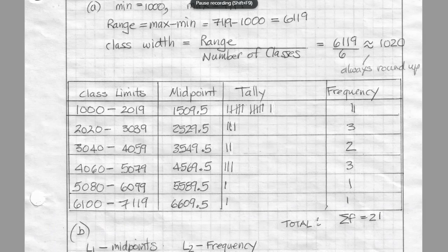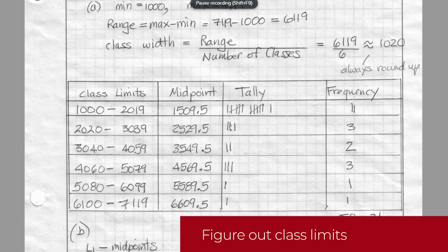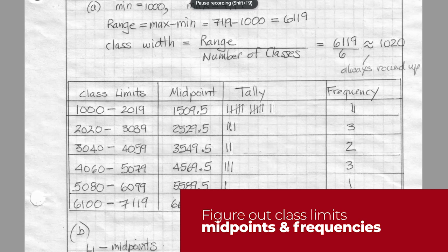So I have to do some work by hand here. I have to figure out the class limits. So I've got to figure out the smallest and the largest, the max minus the min, and divide by the number of classes, which it said was 6, and figure out my class limits. And then I have to calculate my midpoints and my frequencies. So this part I absolutely have to do by hand.